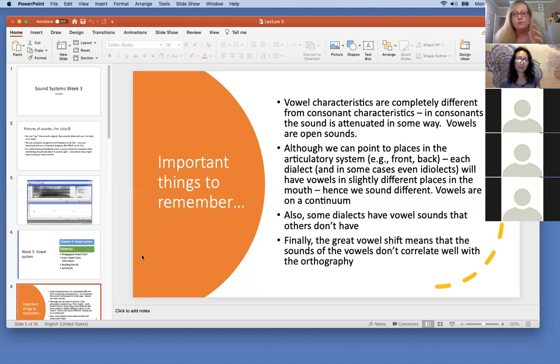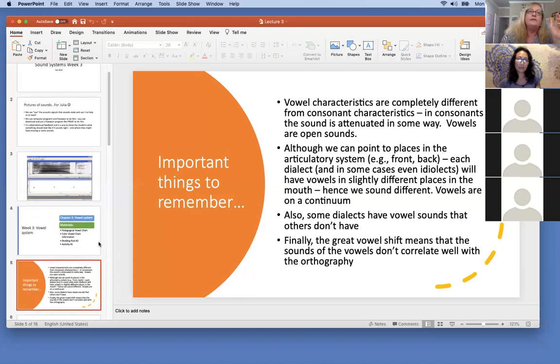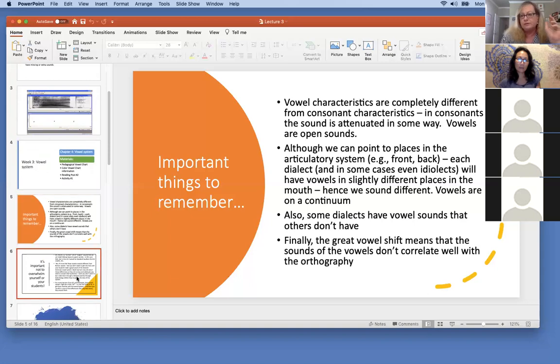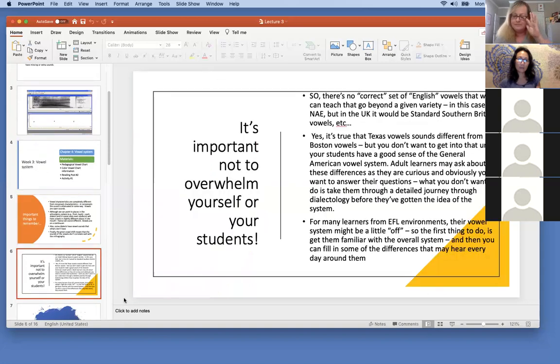So what you don't want to do is address all of that all at the same time, right? Which is why we have a pedagogical vowel chart. Just take it one step at a time. It's really important not to overwhelm yourself as well as not to overwhelm your students. Just because there's no correct set of English vowels doesn't mean that you can't work with one variety at a time. So in this case, you're going to work with the North American English vowel system.